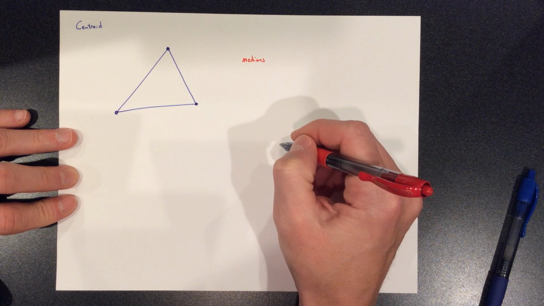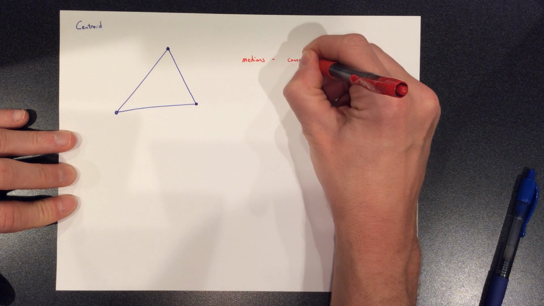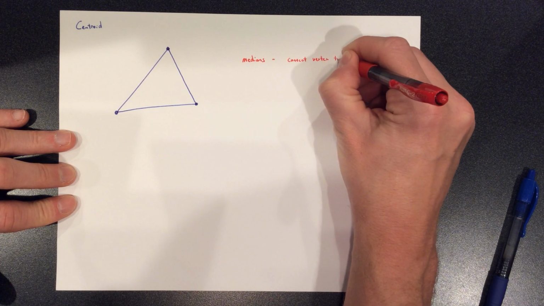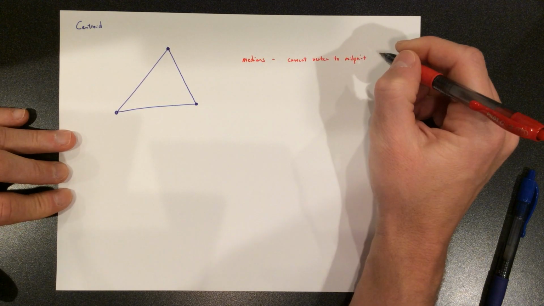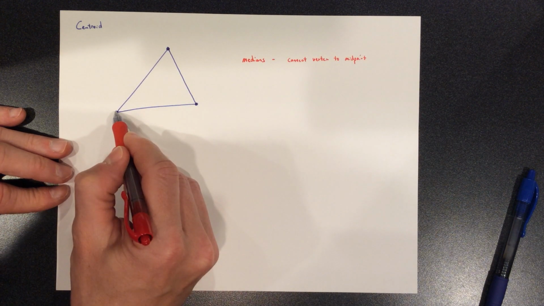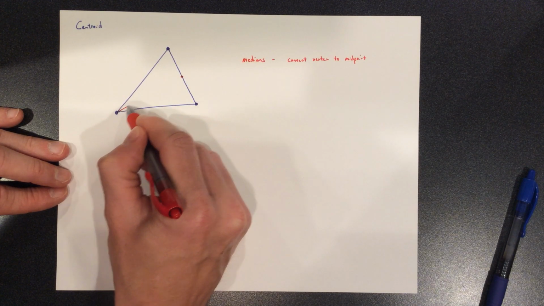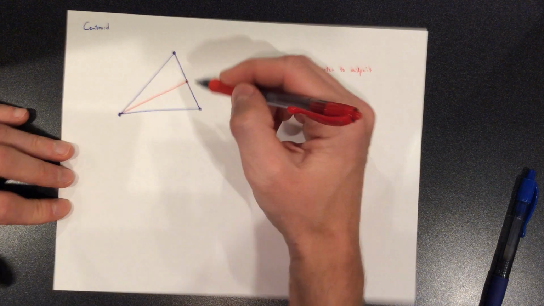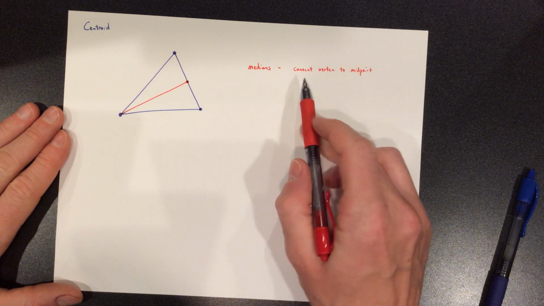Right? Medians. The median is going to connect vertex to midpoint. Again, I'm going to eyeball these. I'm going to take this vertex and connect it to that midpoint. Let's say that midpoint is right about there. I'll do my best, and I'm not even using a ruler. Okay, so that's one of the medians. And you're like, wait a second, what does even a median do? That's how you draw it.